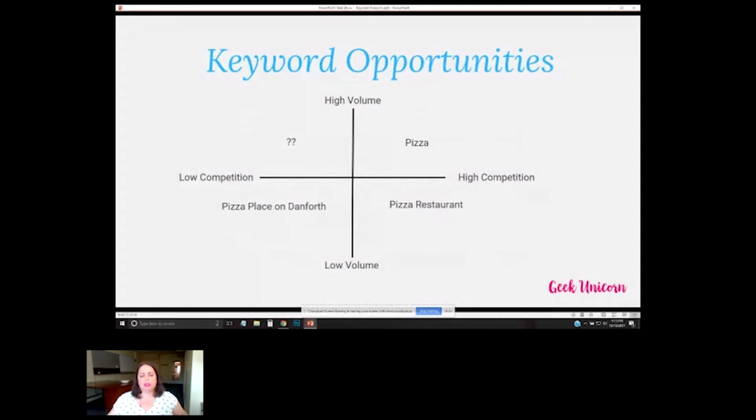So if you live in Toronto, we have a street called Danforth. So just any street in your neighborhood. But probably fewer people are searching specifically for a pizza place on a particular street. So it's lower volume and likely less competition. High volume, low competition, I will talk about in just a second, because it's a bit of a white elephant. It's hard to get.